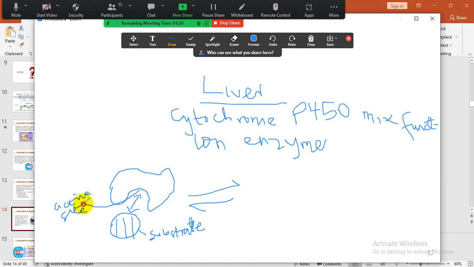So this is the active site. So this is a substrate. This is the enzyme.